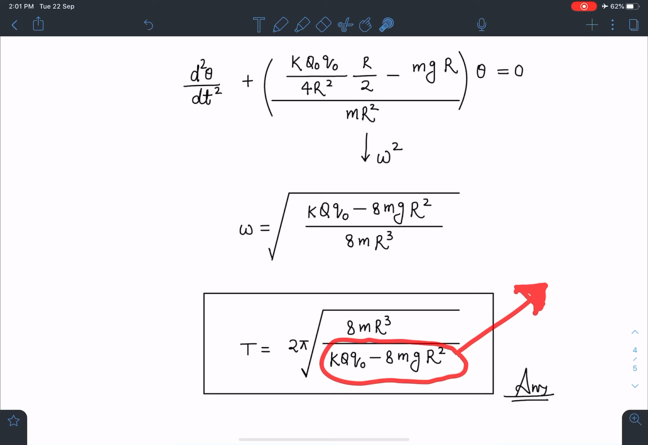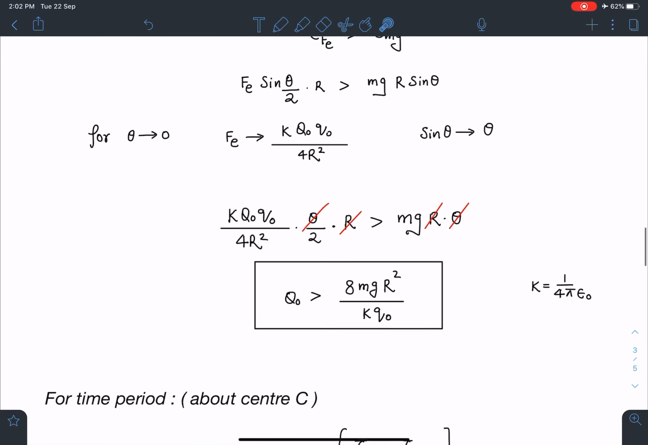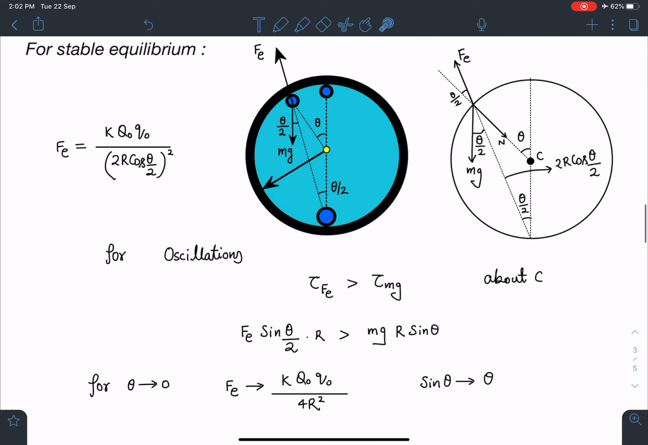So you can directly write the expression of time period in such problems, and just check the ranges of values for which the time period will always be positive. So this is all. I hope you have enjoyed this solution, and you have learned something new about equilibrium and multiple approaches.